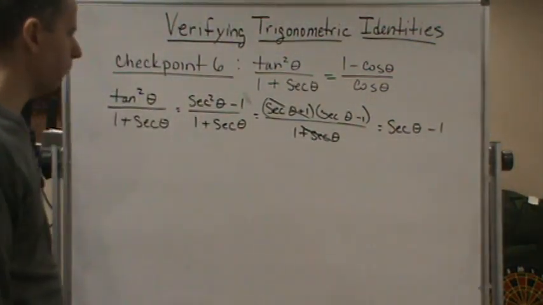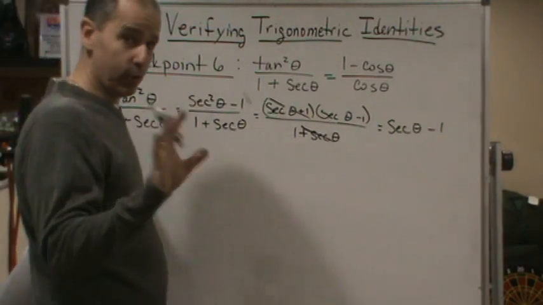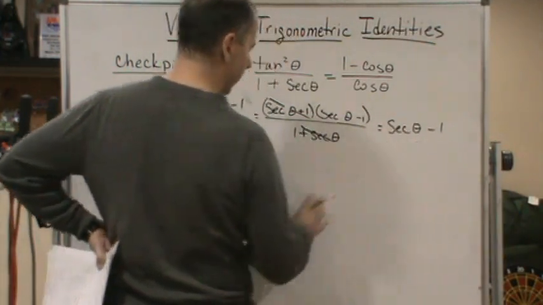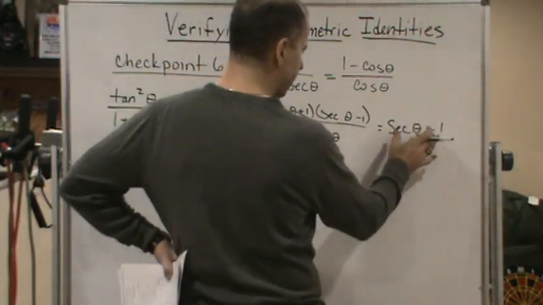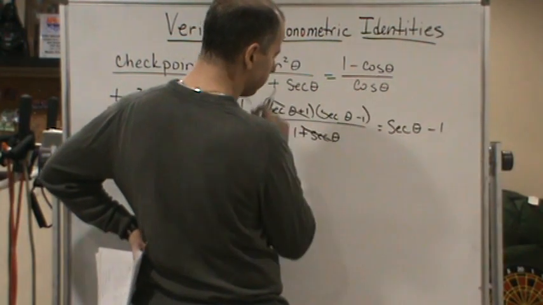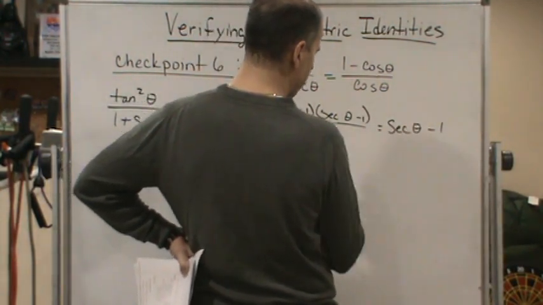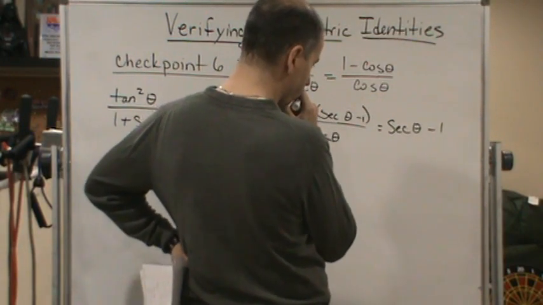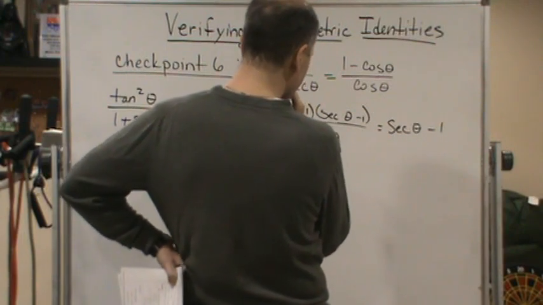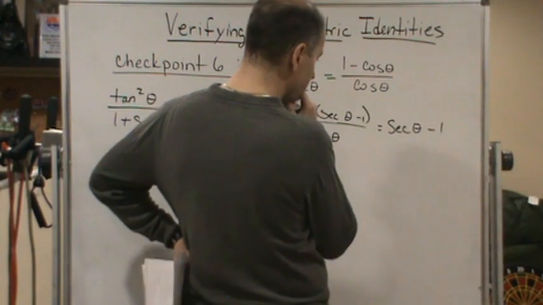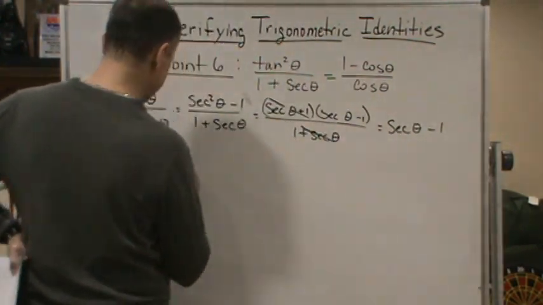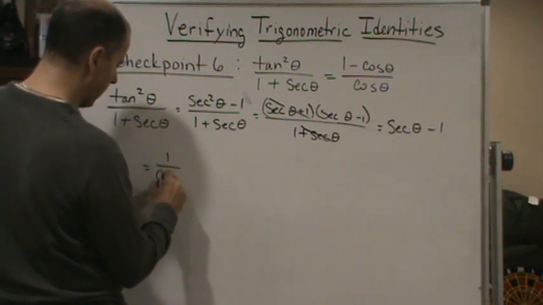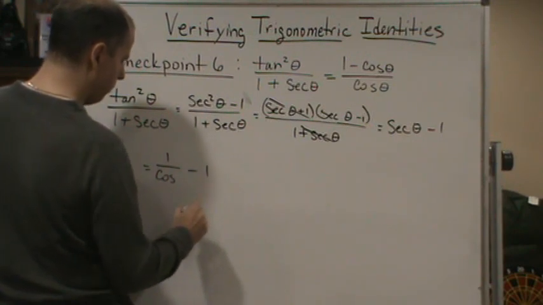Now, I'm going to do it a little differently. Instead of now doing this side and seeing if I can get the same thing, which you can, I'm going to look at this and say, okay, I need a cosine on the bottom. So I'm going to try to get a cosine on the bottom here. What I'm going to do is this is going to equal 1 over cosine minus 1.